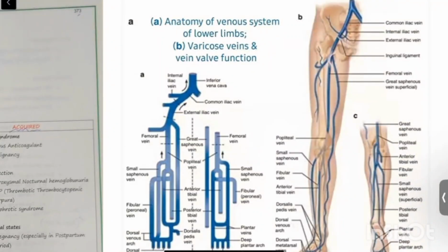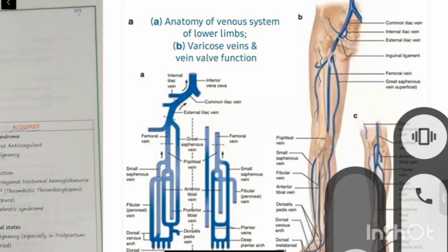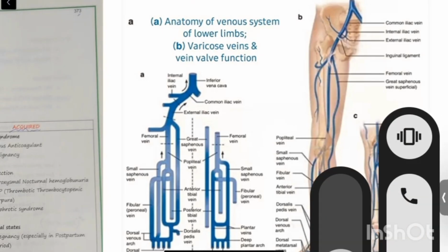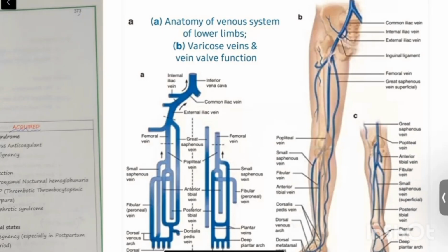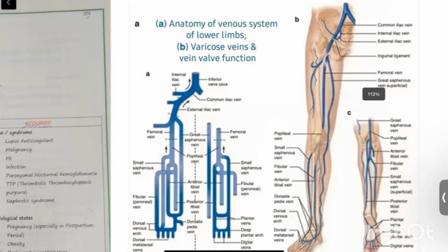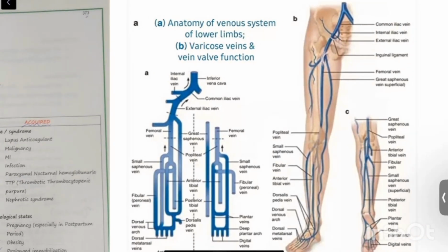So in today's class we are going to discuss venous disorders of the leg, mainly DVT, varicose veins and related disorders. Before we start with today's class, we need to know certain basics of the venous system or venous drainage of the legs, that is, basic anatomy. So here is a diagram showing venous drainage of the lower limb.